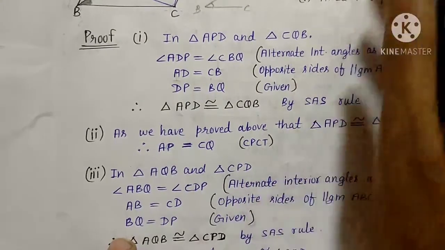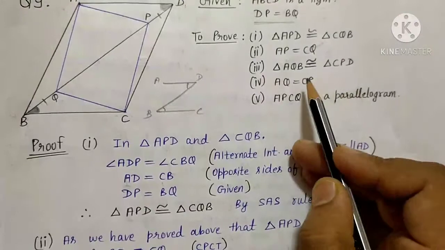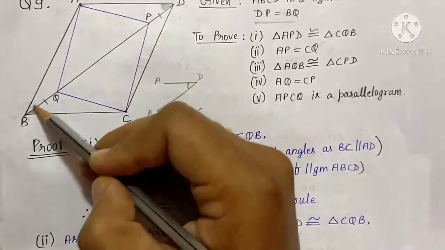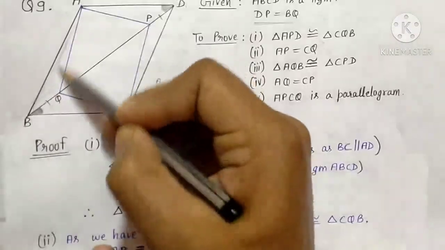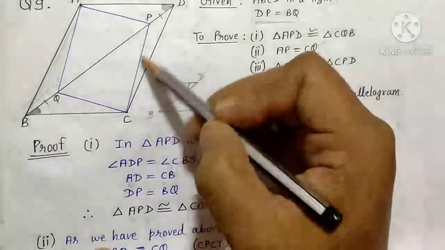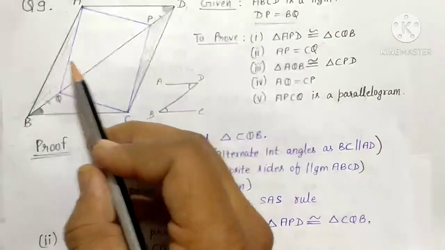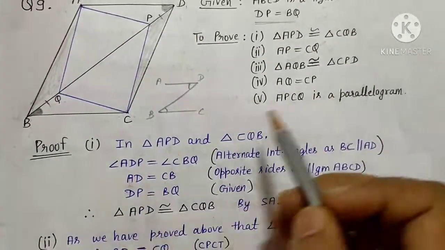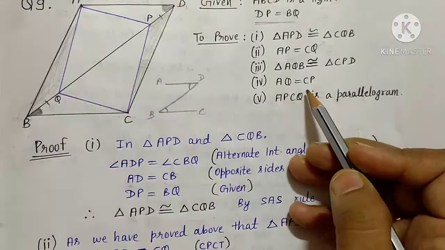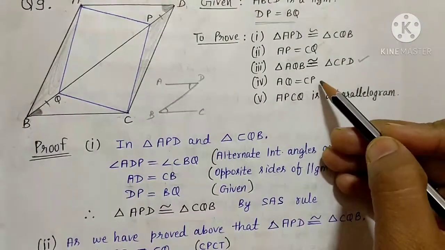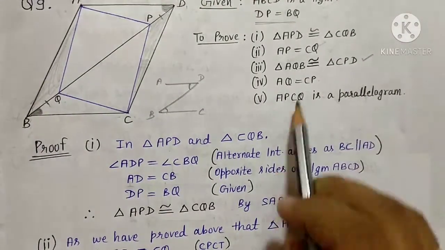Now we have to prove that triangle AQB is congruent to triangle CPD, it means this one, CPD. The left hand side and right hand side triangles are congruent. And then in the fourth part we have to prove AQ equals CP. If we prove this part, then definitely we can say this is also equal by CPCT. So let's prove the third part.